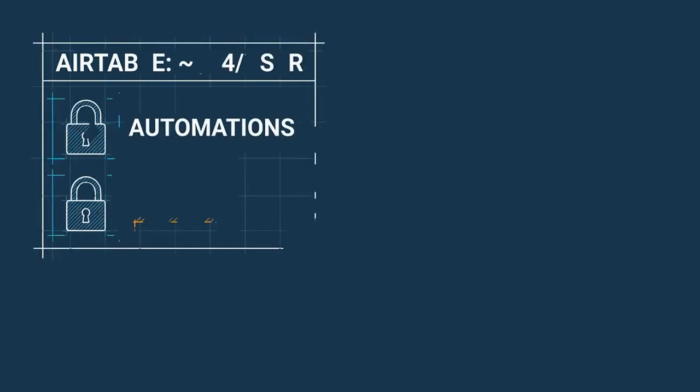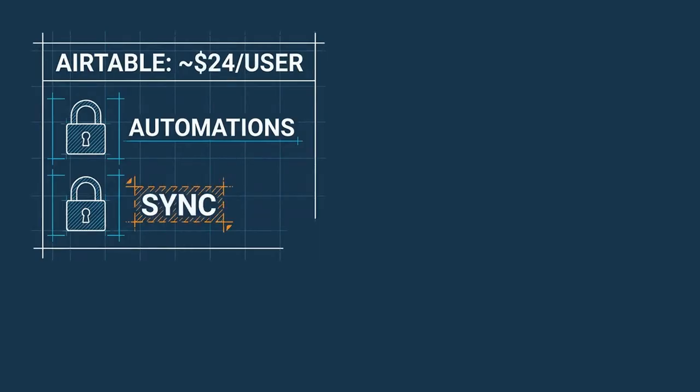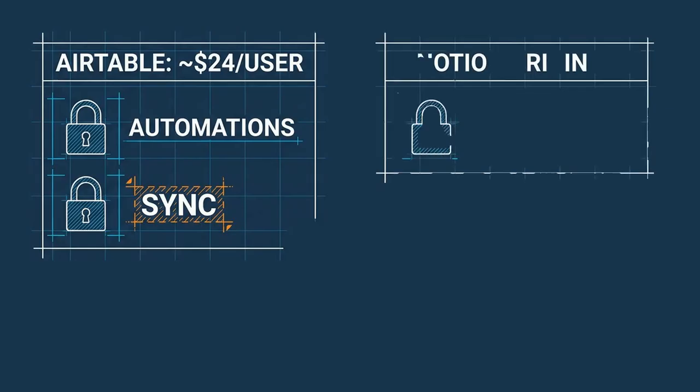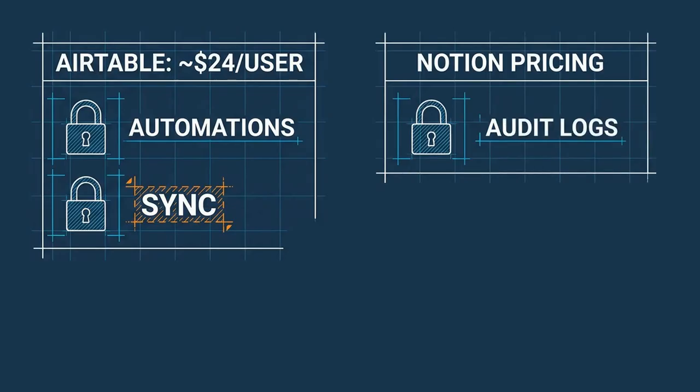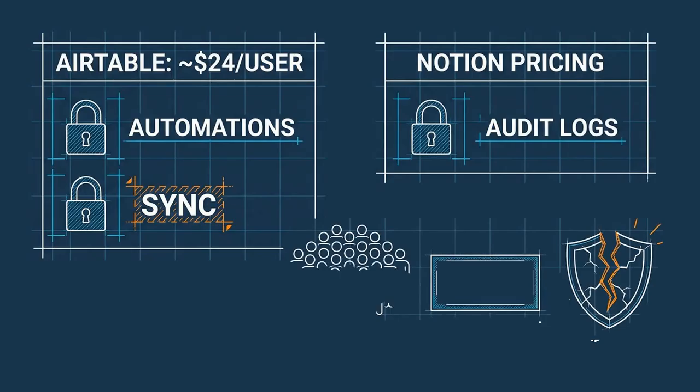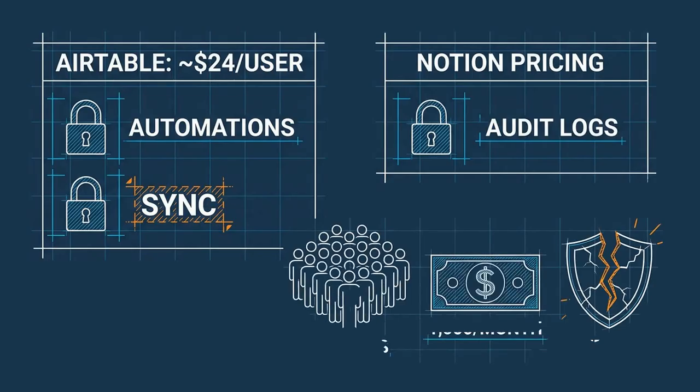Airtable's business plan runs around $24 per user per month, with automation runs, sync integrations, and advanced permissions gated behind higher tiers or add-ons. Notion charges per member as well, with AI, advanced permissions, and audit logs sitting behind business tier pricing. At 50 users, you're often spending close to $1,000 a month on tools that still can't enforce data integrity.